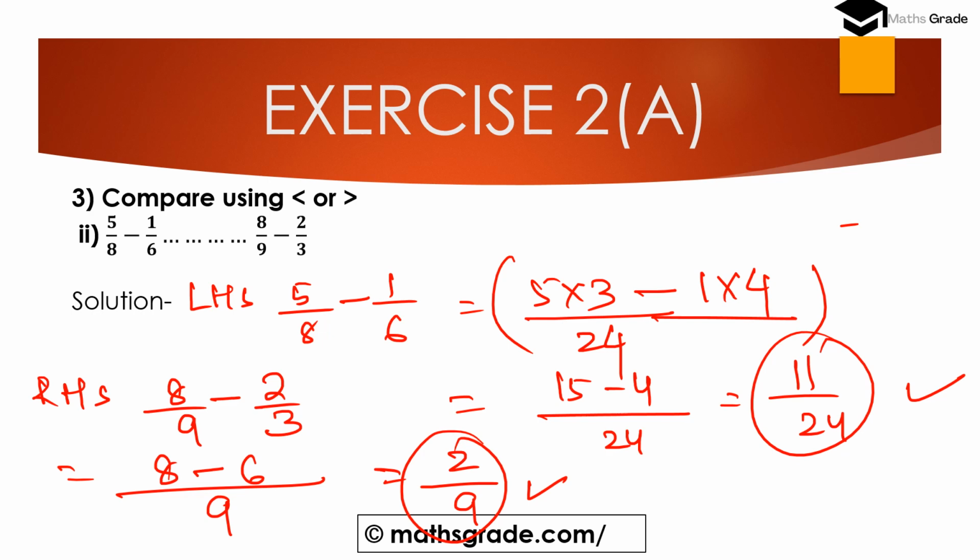So we have 11 divided by 24 and 2 divided by 9. By cross multiplication, 11 times 9 is 99 and 24 times 2 is 48. 99 is greater than 48, so this is the greater than symbol. So 5 divided by 8 minus 1 divided by 6 is greater than 8 divided by 9 minus 2 divided by 3. This is the answer.